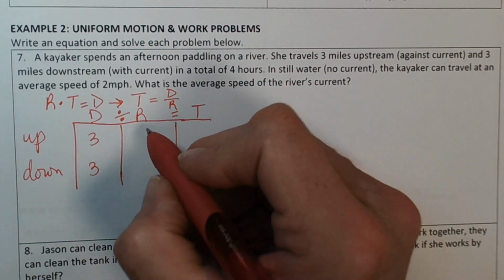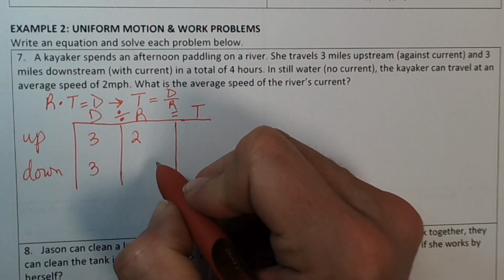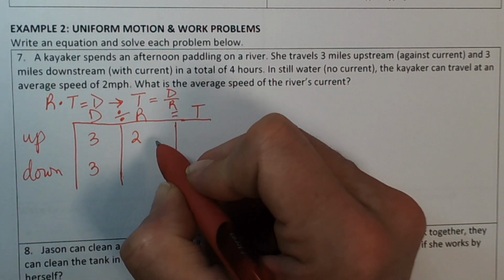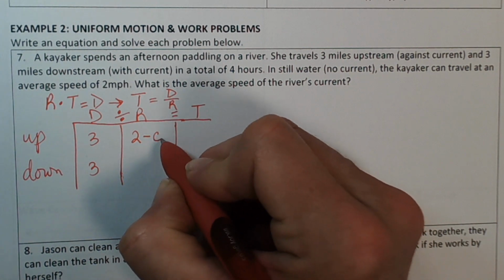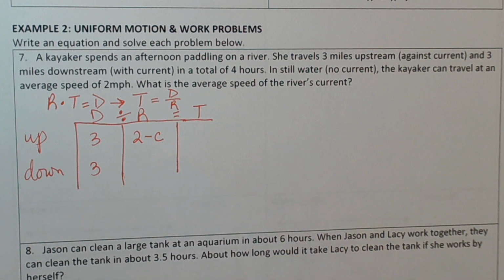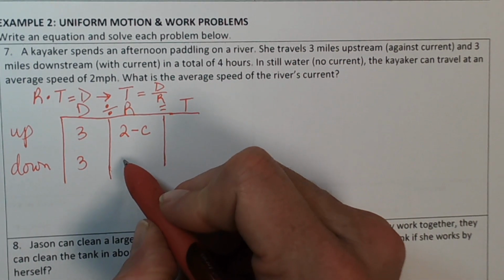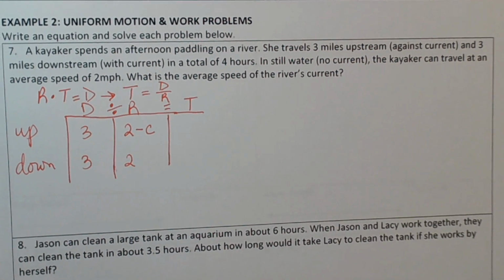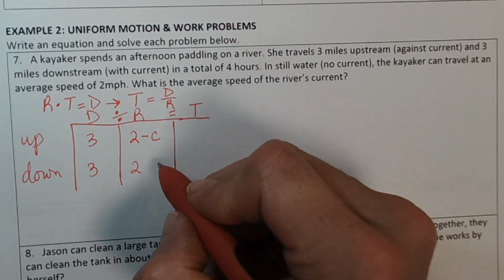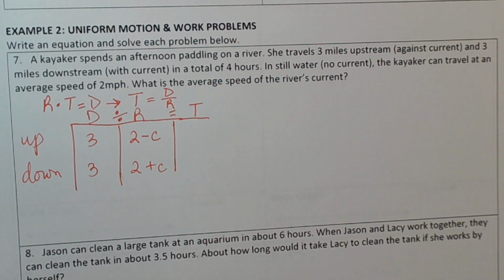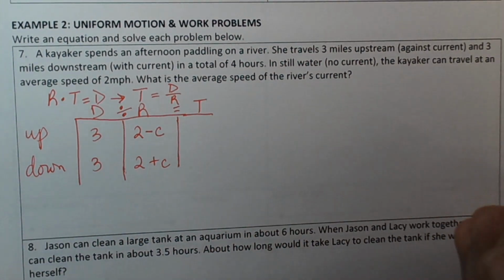So we could say that 2 miles per hour was her speed, and going upstream, that's against the current, so we'd be subtracting the current. I use the variable c because that's what we're trying to solve for here. And then going downstream, she has her 2 miles per hour, and we're adding the current speed to it. Okay, now here's what we're going to do.